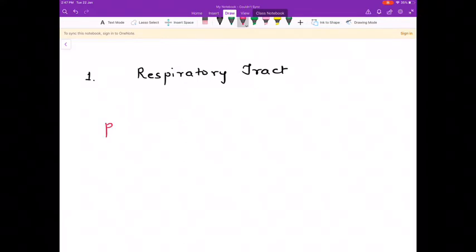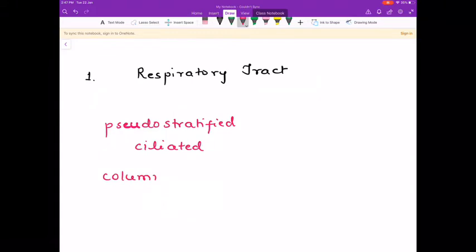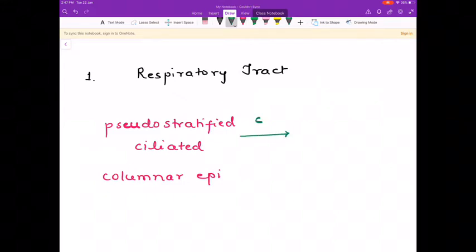Friends, try to remember what is the normal lining of respiratory tract, especially the upper one. Respiratory tract is lined by pseudostratified ciliated columnar epithelium. Each and every word is very important. This is pseudostratified. It looks like multiple layered, but it is actually single layered. Second, there are cilia present. Columnar type of epithelium, columnar type of cells are present.